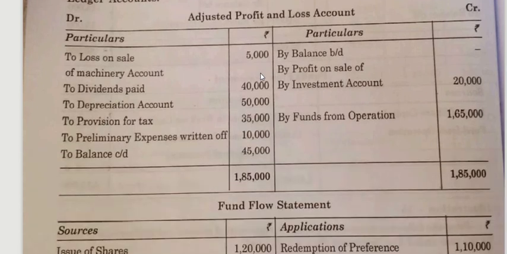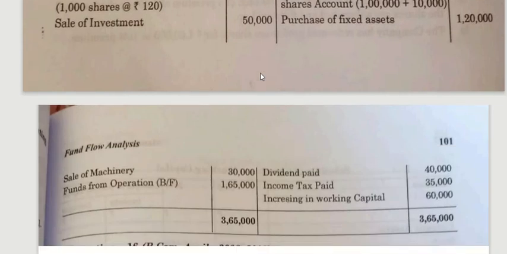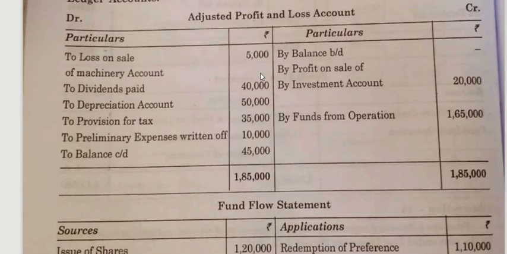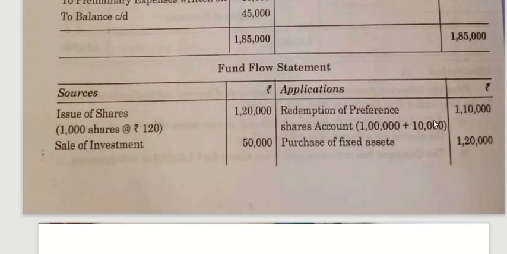So move on to your adjusted profit and loss account. To loss on sale of machinery is 5,000. To dividend paid is 40,000. To depreciation account is 50,000. To provision for taxation 35,000. To preliminary expenses written off 10,000. By balance brought down you consider to be nil. To balance carried down it's 45,000, because they have told the closing balance is 45,000 more than the opening balance. By profit on sale of investment is 20,000. So your balancing figure, funds from operation, is 1,65,000.